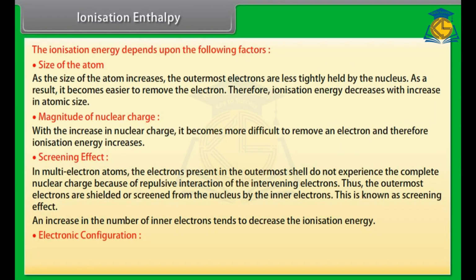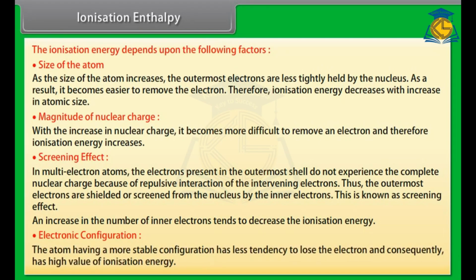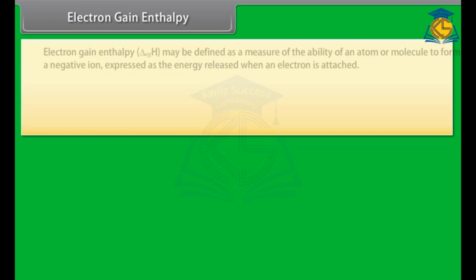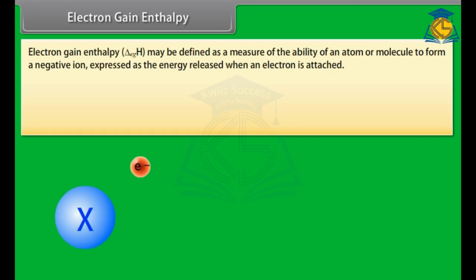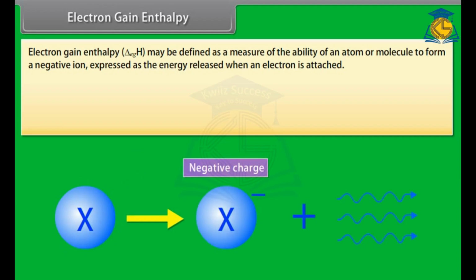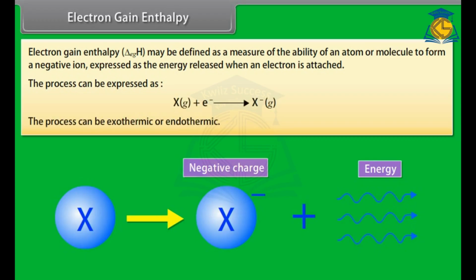Electronic configuration. The atom having a more stable configuration has less tendency to lose an electron and consequently has a high value of ionization energy. Electron gain enthalpy. Electron gain enthalpy may be defined as a measure of the ability of an atom or molecule to form a negative ion, expressed as the energy released when an electron is attached. The process can be exothermic or endothermic.